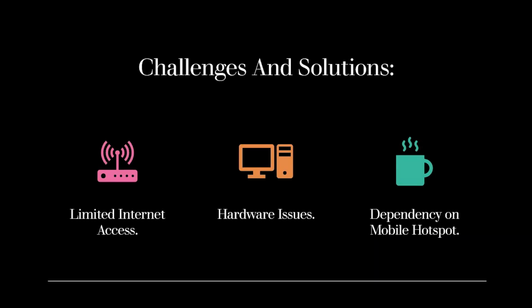Let's explore some of the challenges we encountered and the solutions that kept us on track. Our first challenge was related to limited internet access for the BeagleBone AI. The university's public internet posed constraints hindering direct access. To overcome this, we implemented a practical solution. We utilized a mobile hotspot, enabling the BeagleBone AI to establish connections with external services such as the Twitter API.